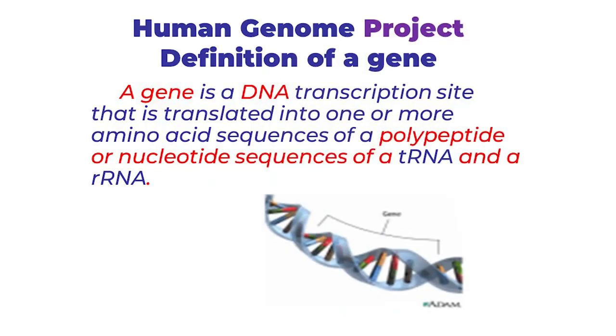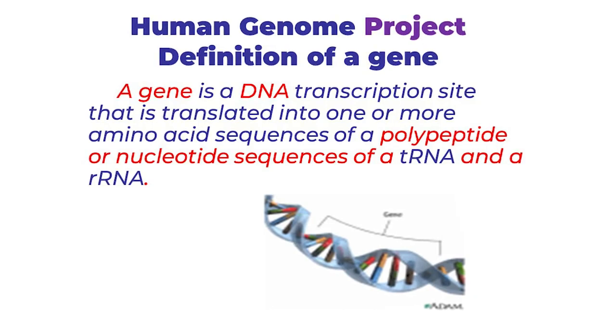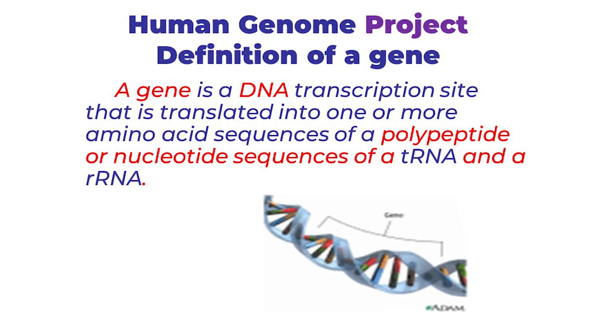The cistron is a fragment of a DNA molecule which includes the necessary information for the synthesis of one polypeptide strand. Well, the summary and the modern Human Genome Project definition of a gene: a gene is a DNA transcription site that is translated into one or more amino acid sequences of a polypeptide or nucleotide sequences of a tRNA and a rRNA.